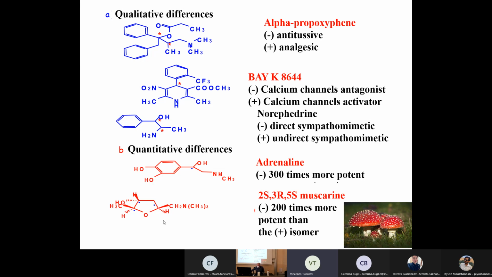Here you can see the chemical structure of a potent toxin present in specific mushrooms. Amanita muscaria is the picture. You can see very nice mushrooms. And also in this case, you see there are 3 asymmetric carbon atoms, but only 2S, 3R, 5S muscarine is potent as muscarinic agonist, 200 times more potent than the other isomers.